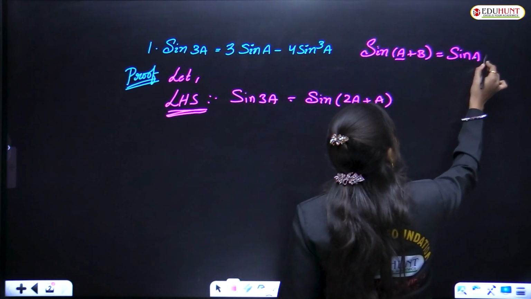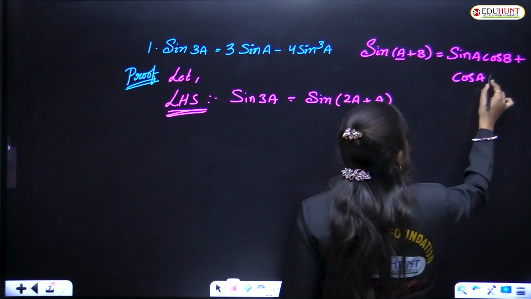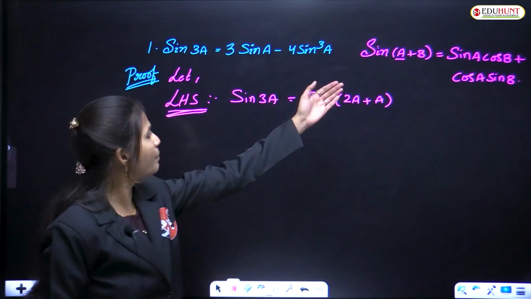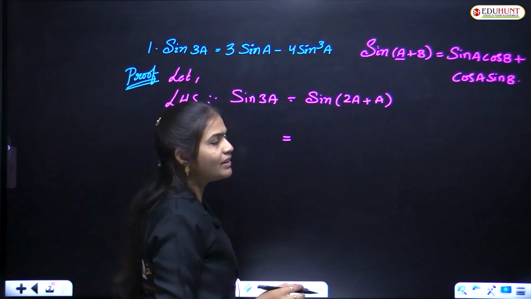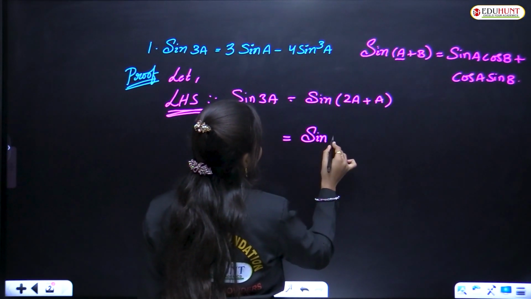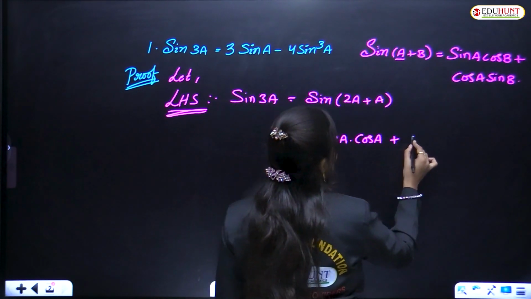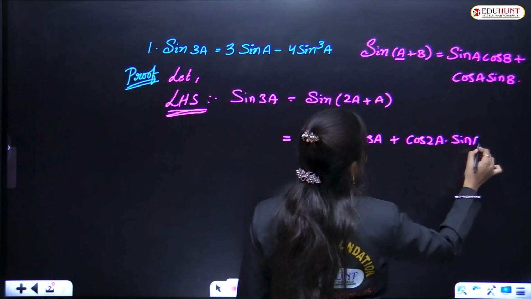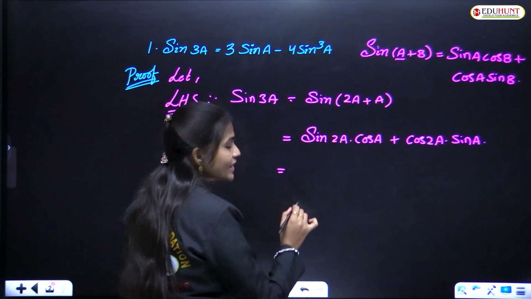Sin A cos B plus cos A sin B. That is the formula. Apply that formula here: in place of A we have 2A, in place of B we have A. So sin 2A plus A is sin 2A cos A plus cos 2A sin A. Clear?